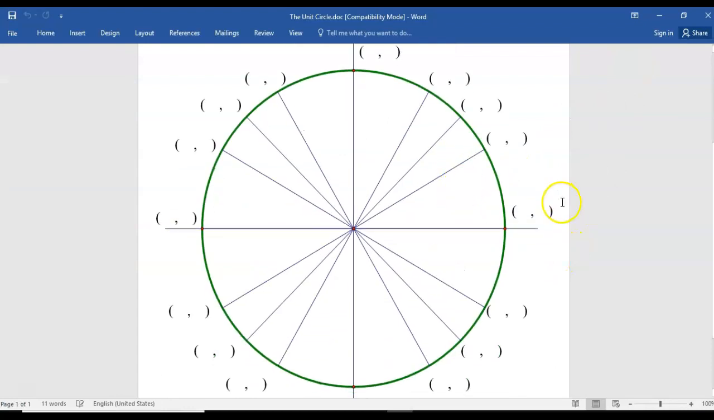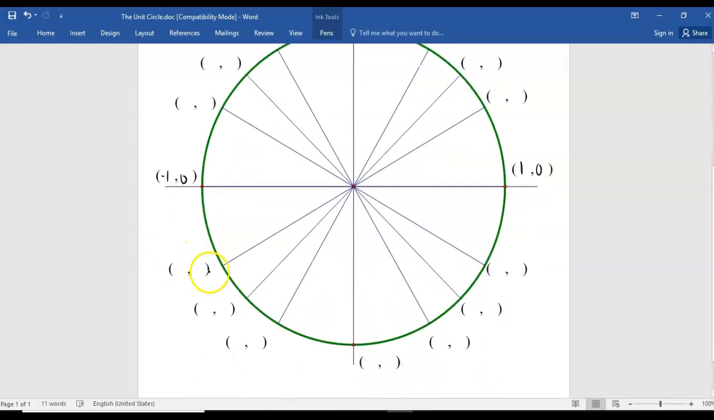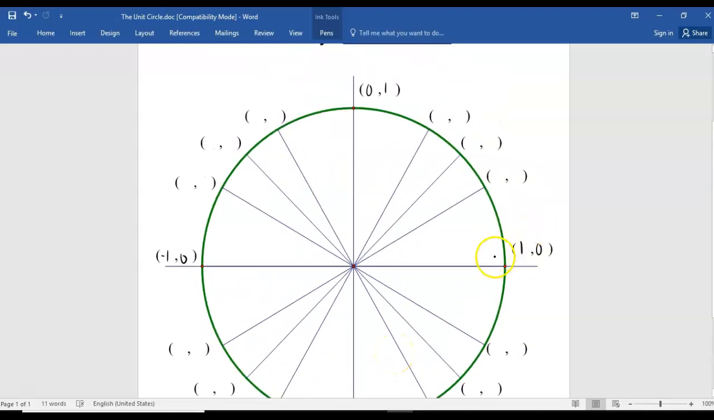Okay, so on that unit circle, we know this point is 1, 0, this is 0, 1, this is -1, 0, and down here we've got 0, -1. This right here, I'm going to go ahead and put 0 degrees. This angle right here, I'm going to put 30 degrees, and we just found that this one is square root of 3 over 2 and 1/2.